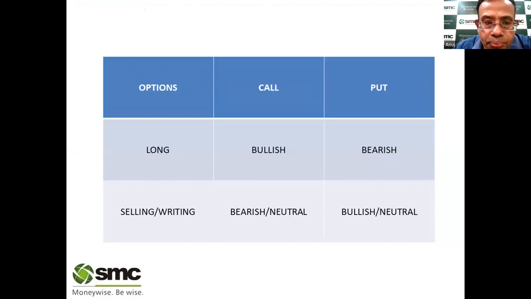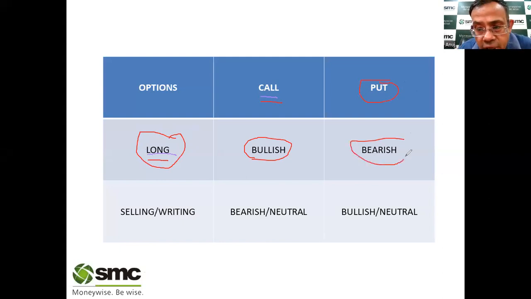So this is how the option matrix looks. Whenever you buy a call, that means you are bullish on the market. And whenever you buy a put, or you are taking a long position in put, that means you are bearish on the market. That much I think you are able to understand, or you already know.